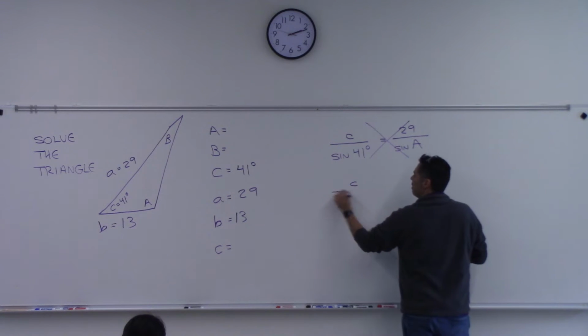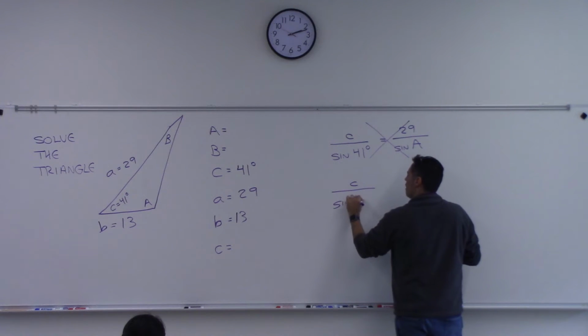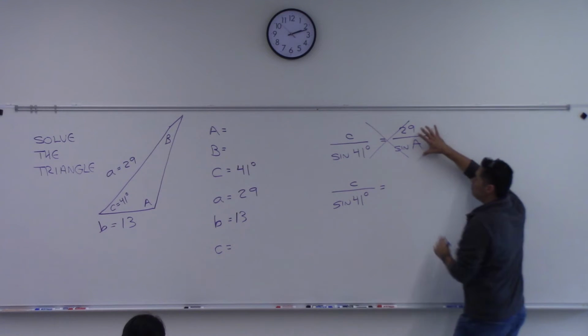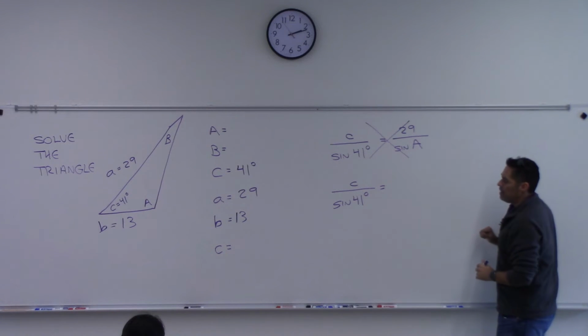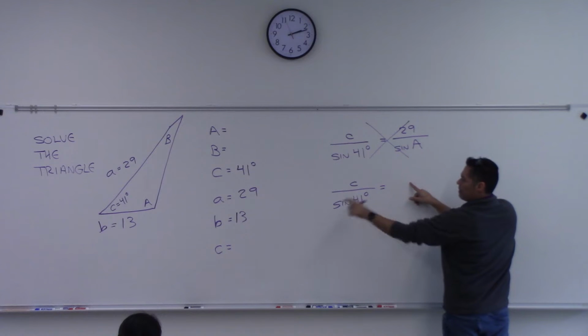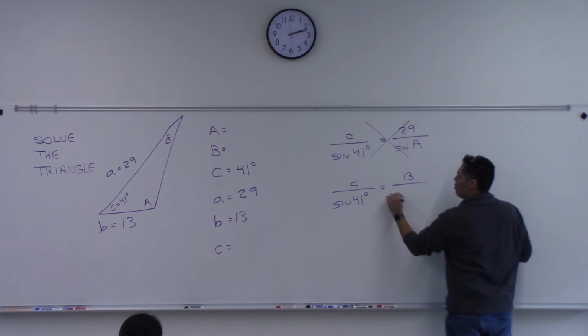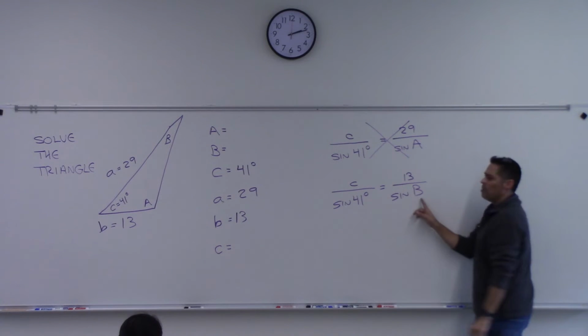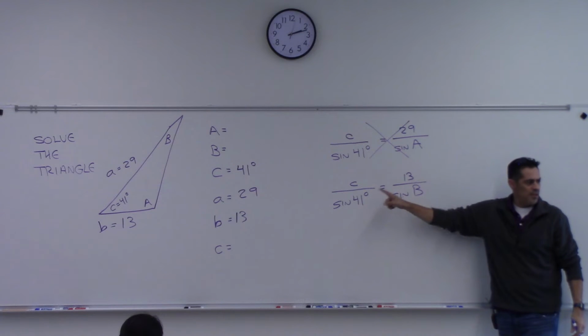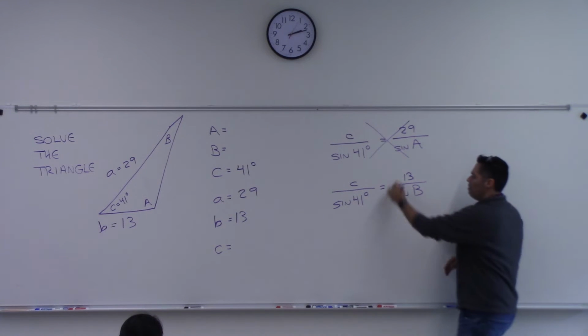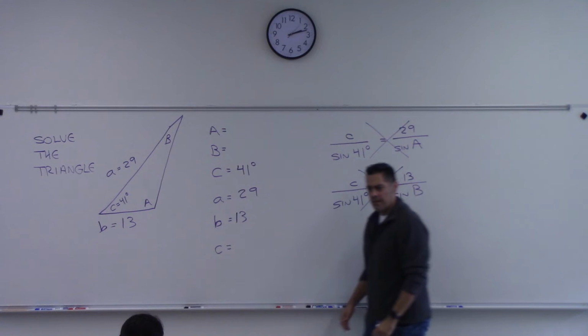Okay, so I could have done this, little c over sine 41. This was me working with the A's. How about working with the B's? Do we know little b? Yeah, 13. But do we know capital B? No. So again, we have two unknowns, right? C and B we don't know. So can't use that. Do y'all see that?